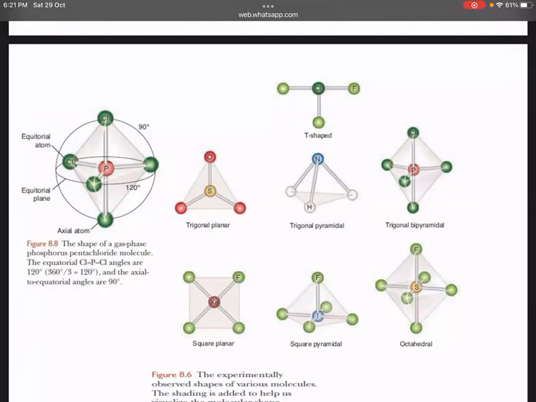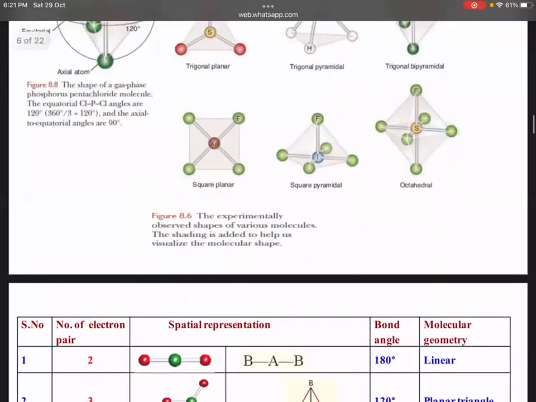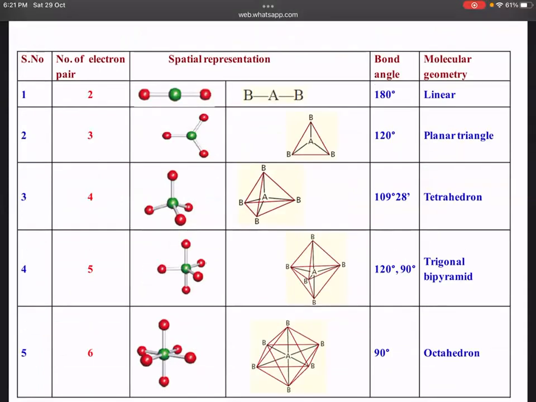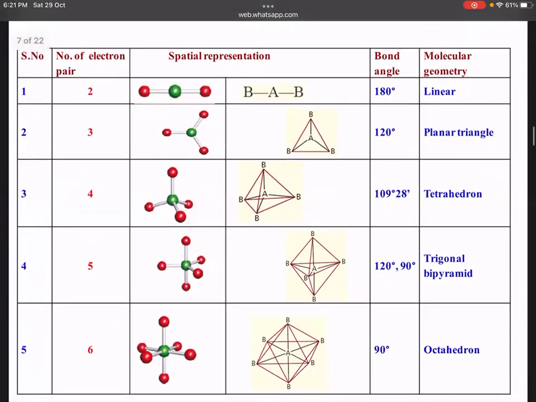Okay, next. When you have only 2 electron pairs, so number of electron pairs, spatial representation, bond angle. 2 electron pairs, green is the central atom. All the time green is the central atom. Okay, the red colors are attached atoms. It's like an AB2 molecule, 180 degree, linear. How is it 180 degree? The angle between the two red colors.